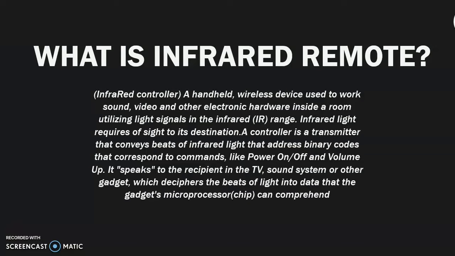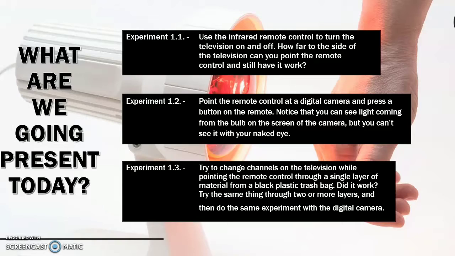And what is an infrared remote, as we chose the remote as our experimental substance? It is a wireless device used to operate sound, video, and other electronic hardware inside a room, utilizing light signals in the infrared range, which is known as IR. It is a controller that transmits our commands, such as power on, power off, volume up, and volume down. It speaks to the receivers in the TV, sound system, or other gadgets.